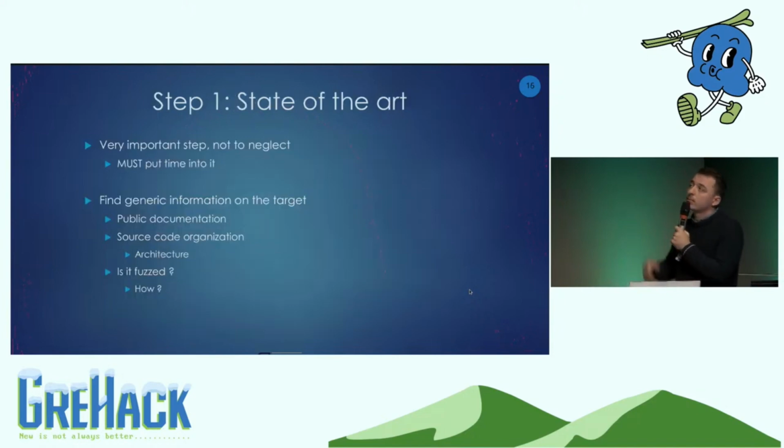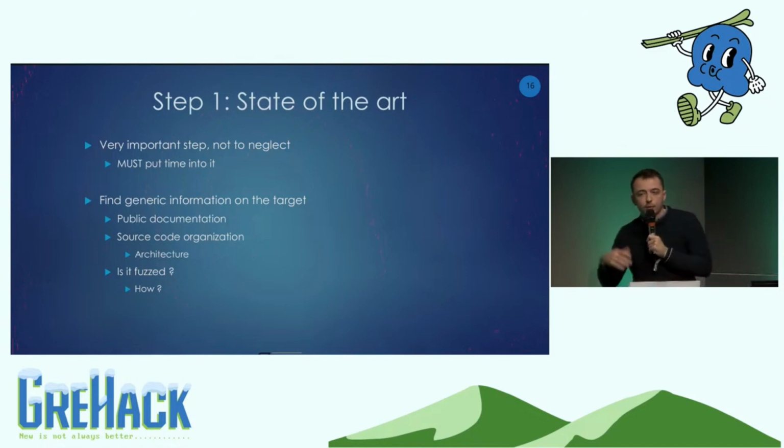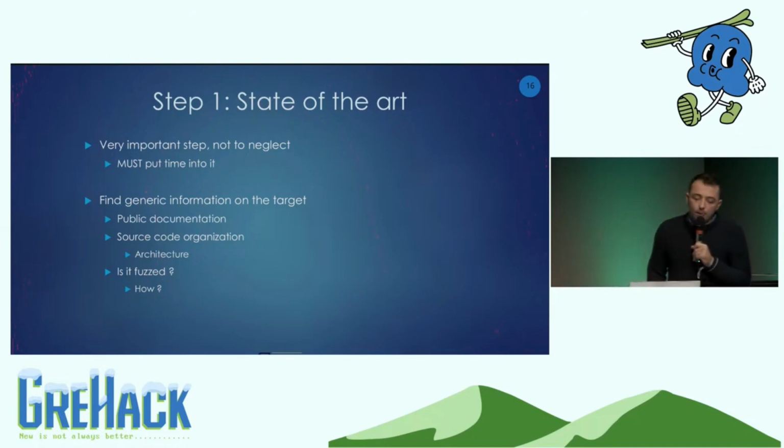The second step, the actual first step for me, is the state of the art when you're doing research. This is a very important step that you can't neglect. You have to put time into it. The first goal of the state of the art is to find generic information on the target: public documentation, how the source code is architected, how it is organized, is it fuzzed?